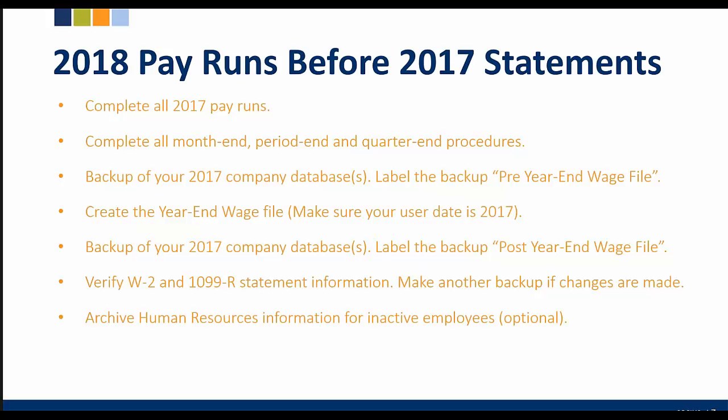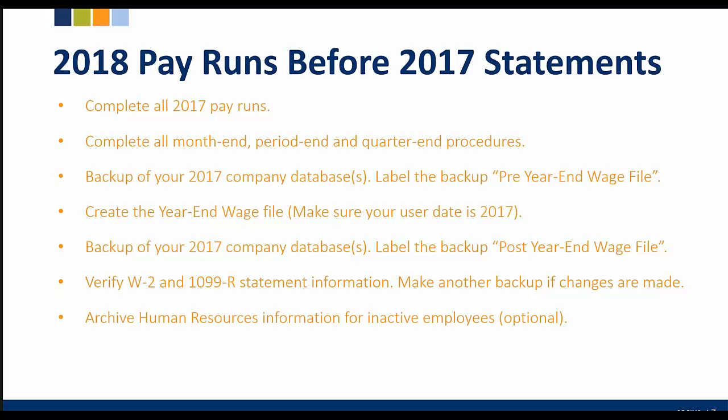So if by chance you need to wait to print your statements till after you run your first payroll in 2018, the process is pretty much the same. It's just the order in which you do things changes a little bit. So again, you're going to complete all your pay runs, do all your month-end, period, and quarter-end procedures, make your backup again, or make the 2017 company database backup for the pre-year-end wage file. Then when you create your year-end wage file, again, make sure your date is 2017. Make another backup and label it post-year-end, and start verifying your information again.